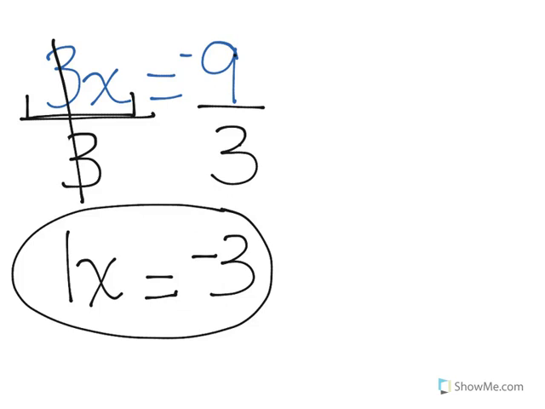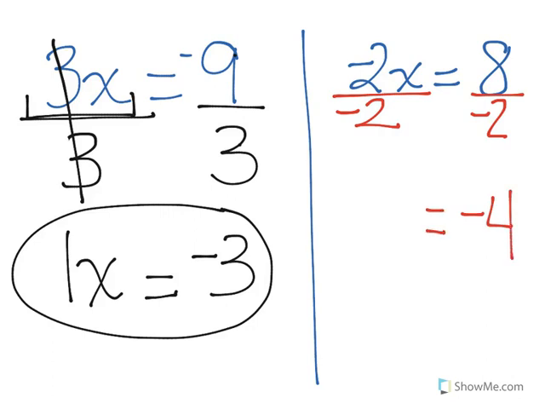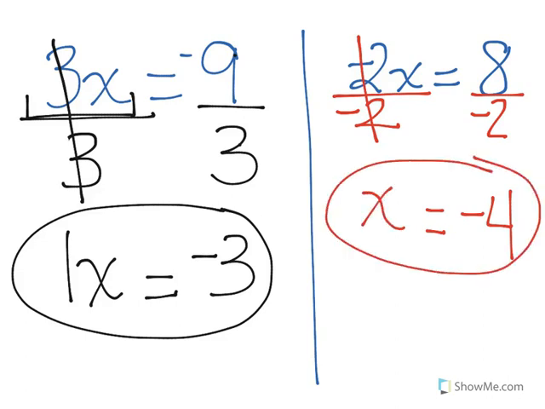If I have, let's say, negative 2x equals 8, my inverse operation, instead of multiplying by negative 2, I'm going to divide by negative 2. 8 divided by negative 2 is negative 4. Negative 2 divided by negative 2 is 1x. x is equal to negative 4.